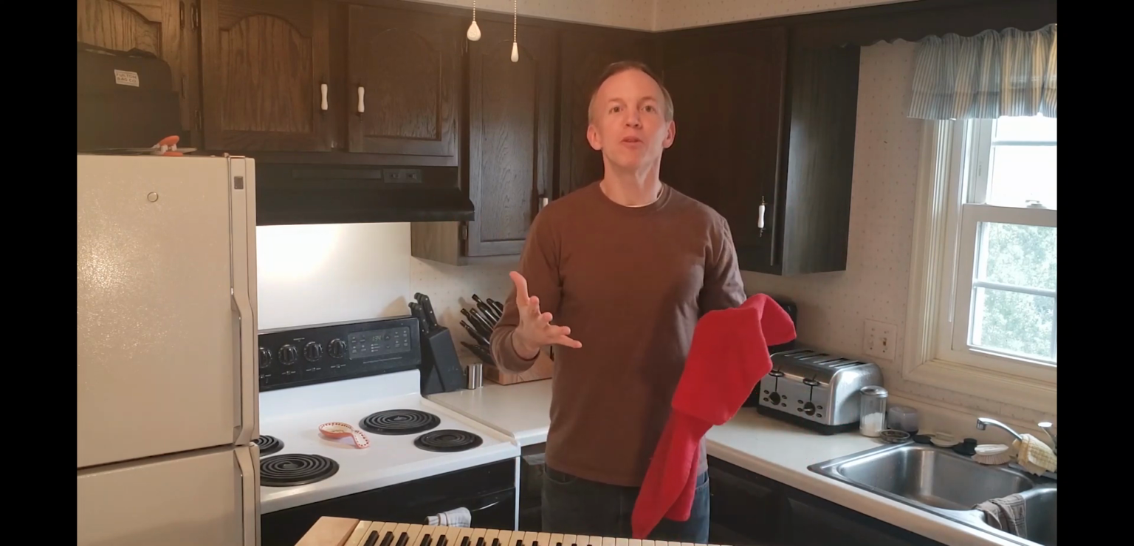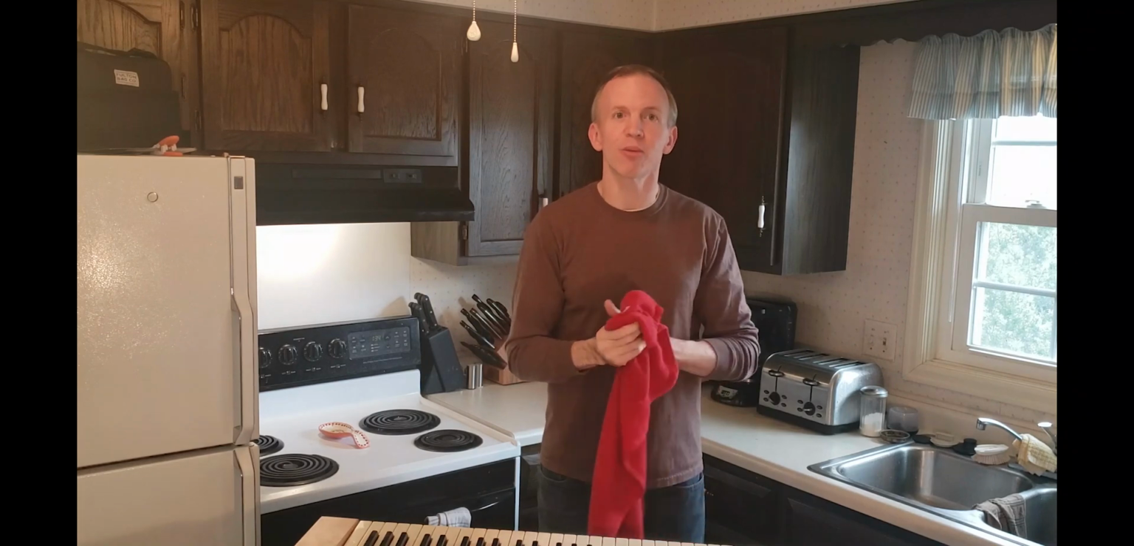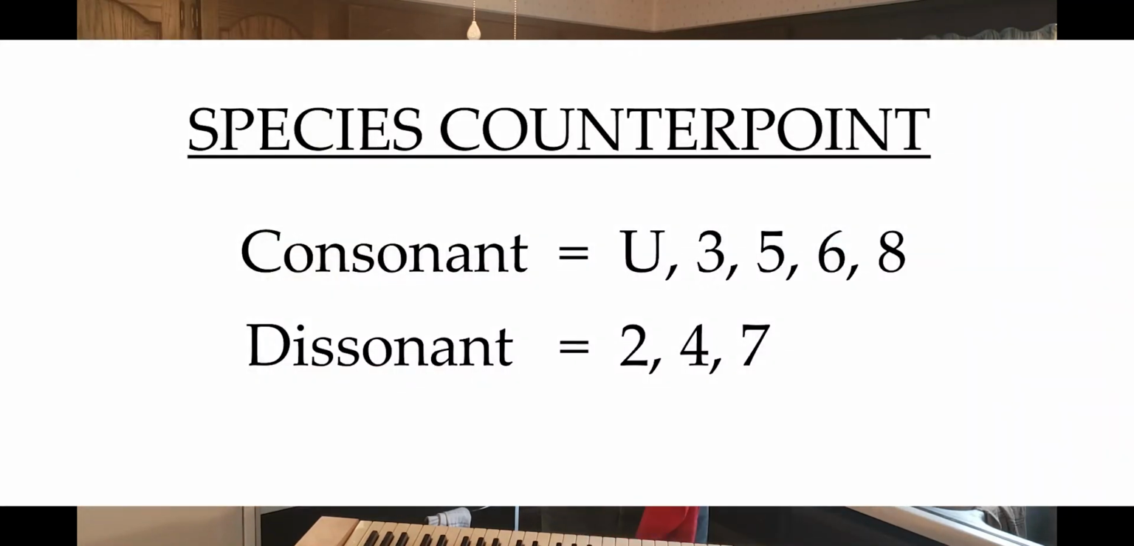As we remember from species counterpoint way back in the day, we are concerned with consonance and dissonance, right? So the way we might frame that in species counterpoint is to say that consonant intervals are our unisons, thirds, fifths, sixths, and eighths, right? And our dissonant intervals are twos, fours, and sevens.